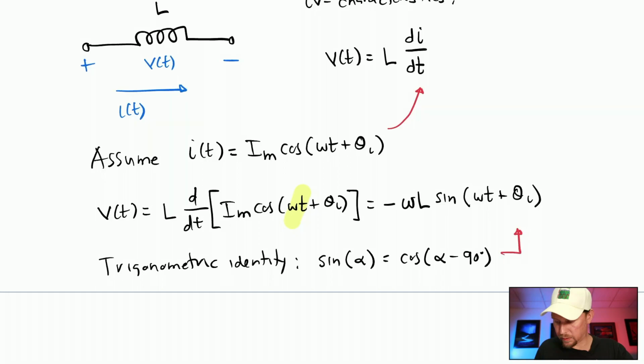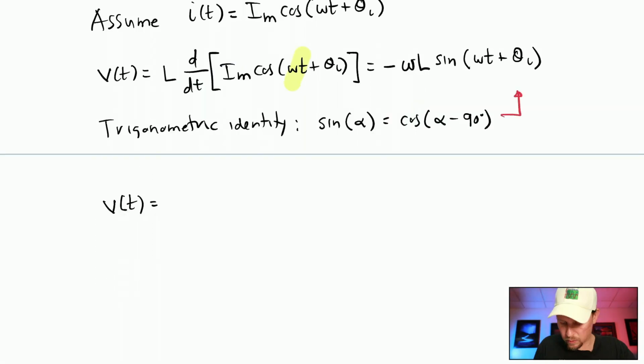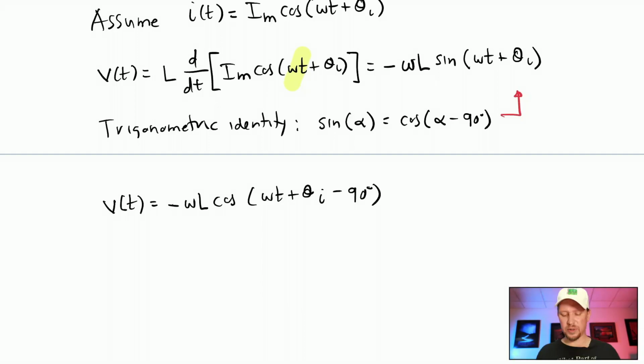I have v of t is equal to minus omega L times the cosine of omega t plus theta sub I minus the 90-degree phase shift. Now, this is what's going to happen with sinusoidal sources. We're now in a position to actually take the phasor transform. So here we're actually going to take the phasor transform of this.